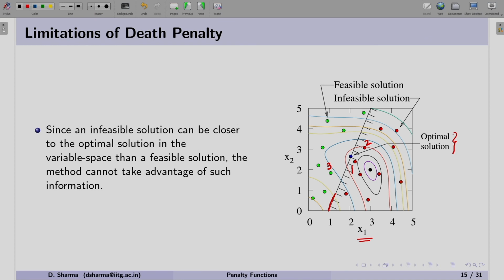So, therefore, this is one of the limitations: the infeasible solution can be closer to the optimum solution in the variable space than a feasible solution. The method cannot take advantage of such information, as we discussed earlier.